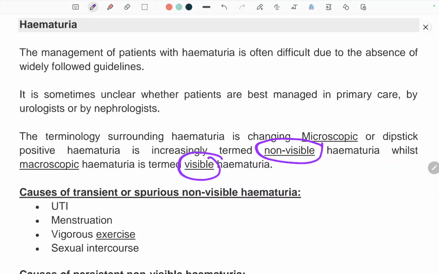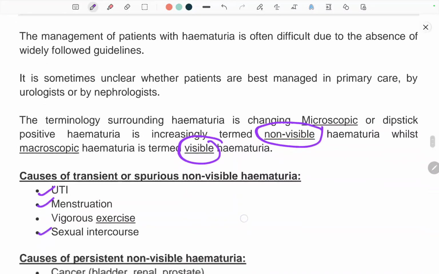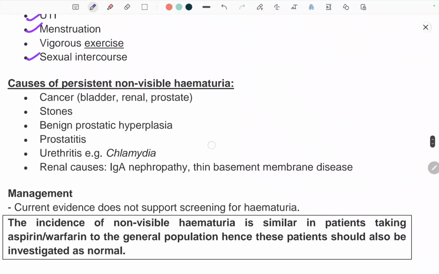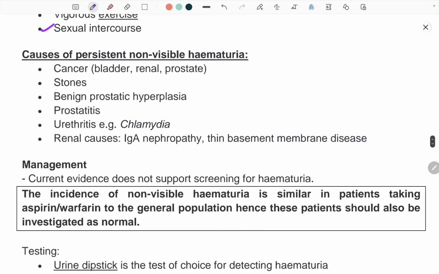Non-visible and visible. Causes of transient or spurious non-visible hematuria are UTI, menstruation, vigorous exercise, and sexual intercourse. So all these can lead to non-visible hematuria. Causes of persistent non-visible hematuria: cancer, stone, BPH, prostatitis, urethritis, and renal causes like IgA nephropathy and thin basement membrane disease.